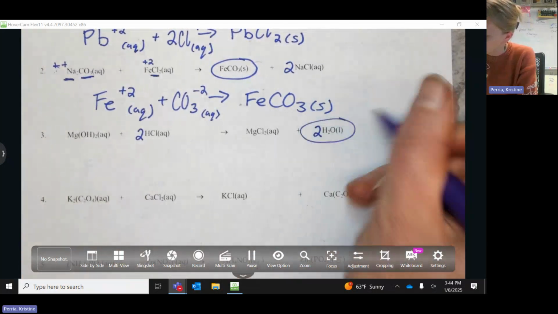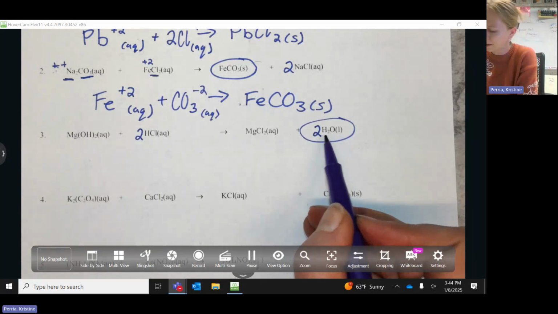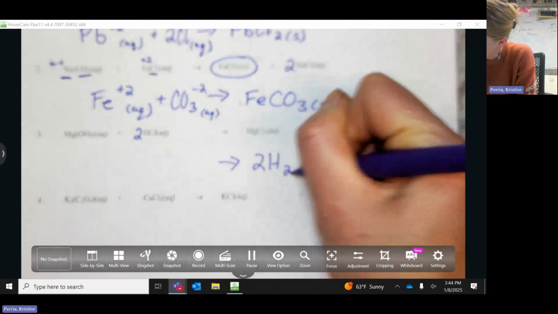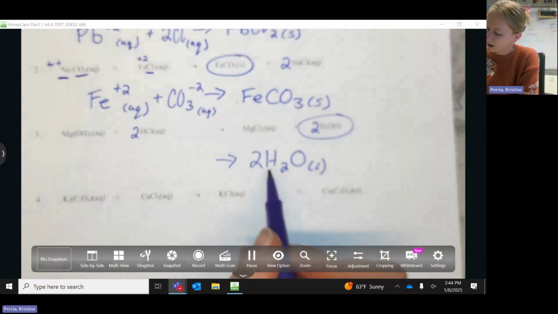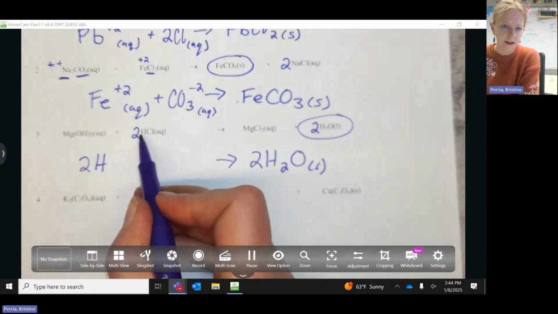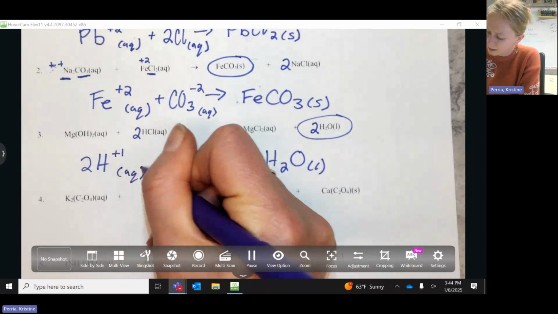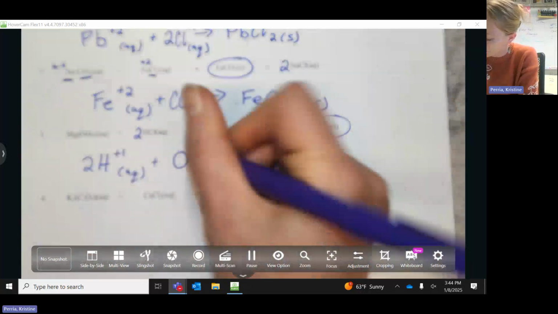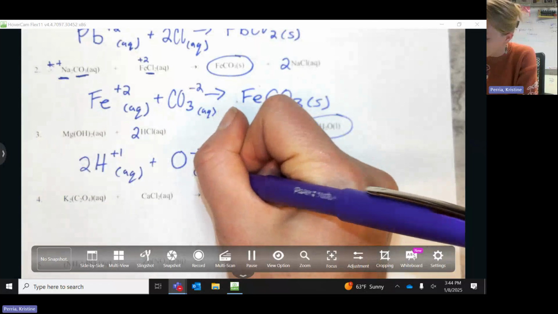I really only care about this one. I never said this before, but we care about the liquid. Usually it's the precipitate that we care about, but if it's liquid, we care about that one. So this one is going to be 2H2O liquid. And then we're just going to focus on the two ions. So I have 2H, I found that right there, and those have a +1 charge, and that's going to be aqueous. Plus the oxygen over here, oxygen is always -2, and that's going to be aqueous.